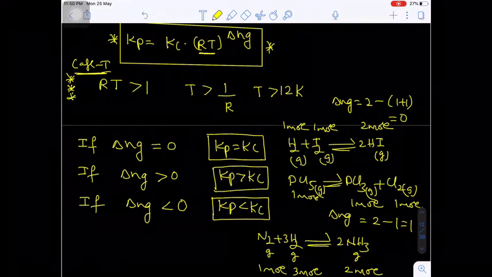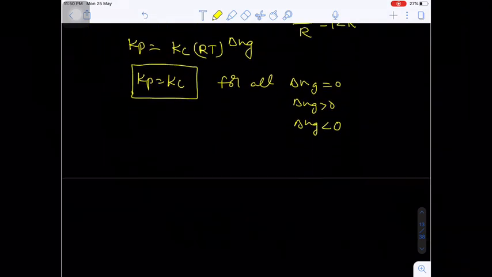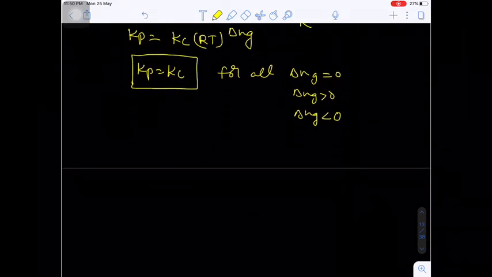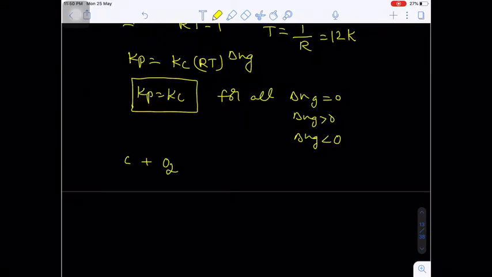In general we use it in numericals. Case 1 is very important. Unless the temperature is mentioned, we have to follow case 1 only. If the temperature is mentioned, according to that we have to solve the numerical. Are you getting my point? So the relation between Kp and Kc is Kp is equal to Kc into RT whole to the power delta Ng.